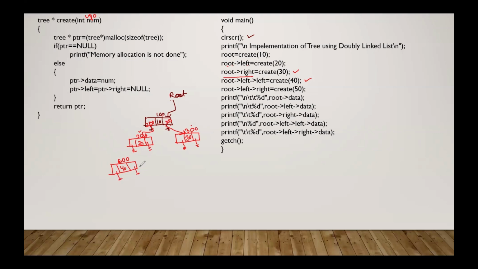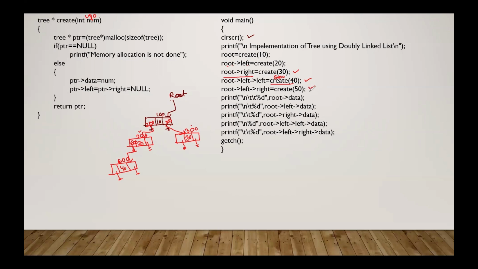Both pointers point to null because PTR left equals PTR right equals null. Return PTR. What is the PTR? 600. So whatever it returns, it is stored in root 100's left, which is 200. 200's left position needs the value 600. Whenever you store the 600, a connection is established to this node.